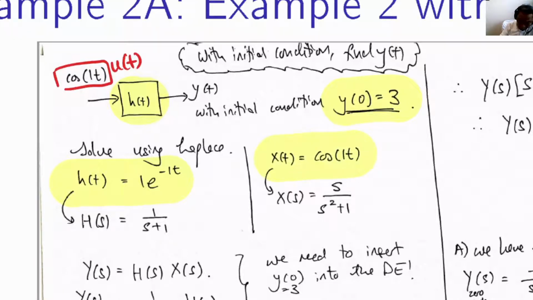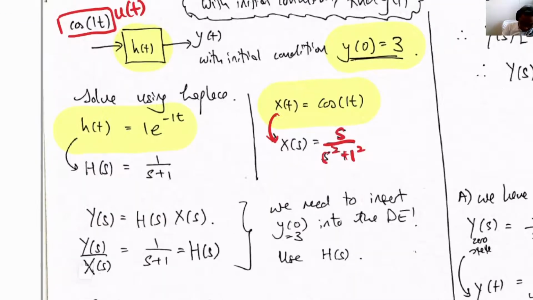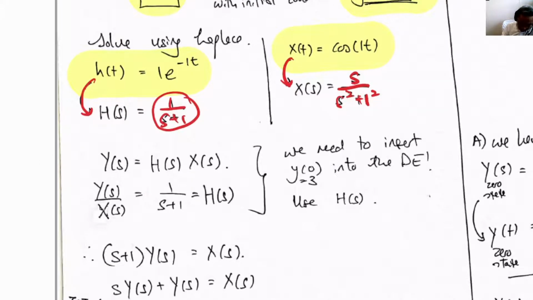Okay, so let's again practice this. x of t equals cosine 1t. Its Laplace transform is s over s squared plus 1 squared. 1 squared is 1, so it's 1. Laplace transform of h of t is 1 over s plus 1, so that's trivial. And we have y of s equals h of s multiplied by x of s.